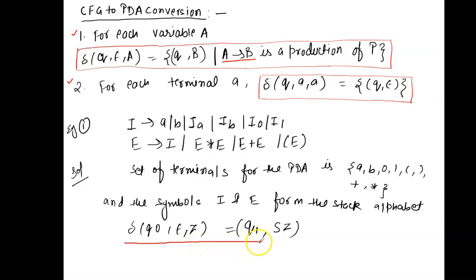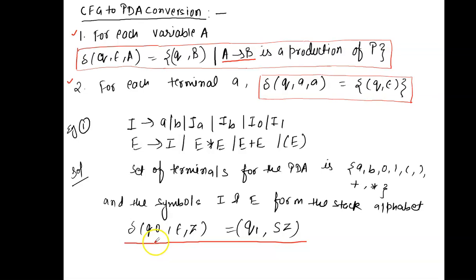For any question, this first transition function will be common. In this transition function, we always start with the start state. When we are in the start state Q0, epsilon means we are not reading anything, and Z is there in the stack. We change the state from Q0 to Q1, so my next state will be Q1, and the stack content will be SZ. Basically we are pushing the start symbol S onto the stack. This transition function will be there for any question.